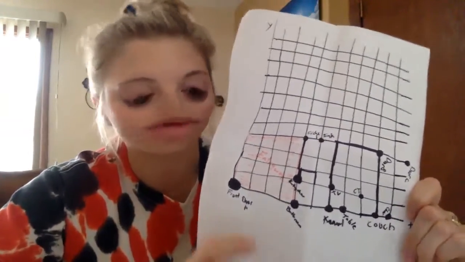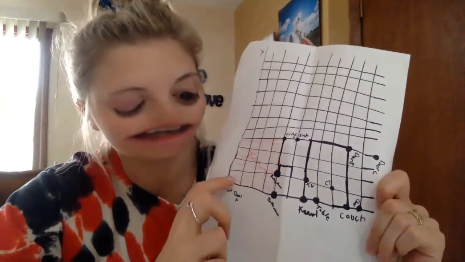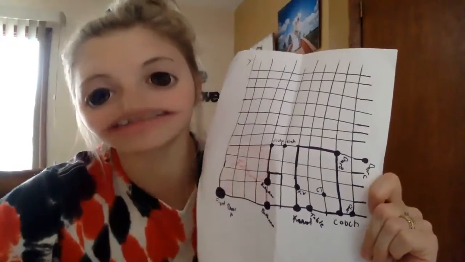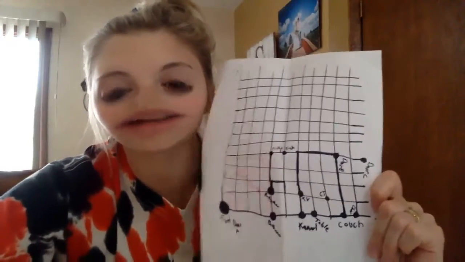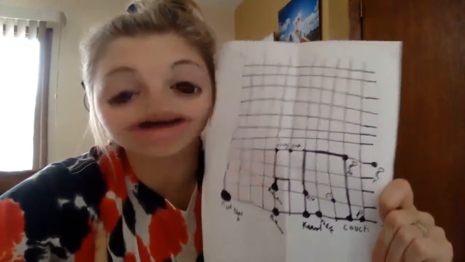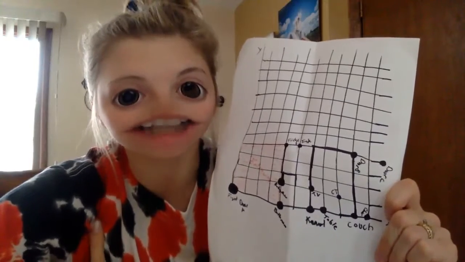Now, make sure that your points are on the lines. They're not in the middle of the spaces, because if they're in the middle of the spaces, then you're dealing with halves, and that makes things a little bit difficult. You can deal with halves if you want. It's a good challenge to have.